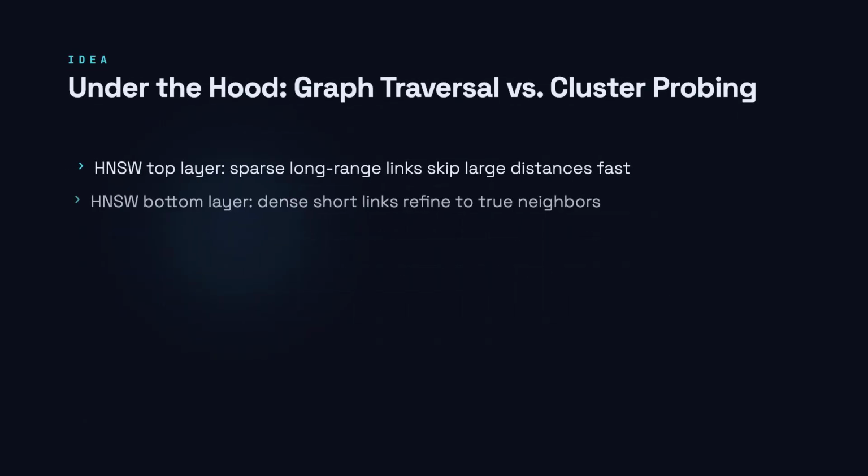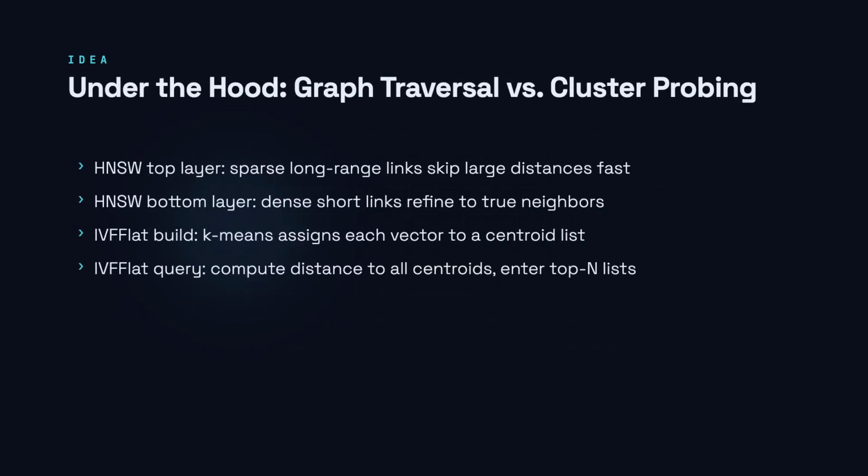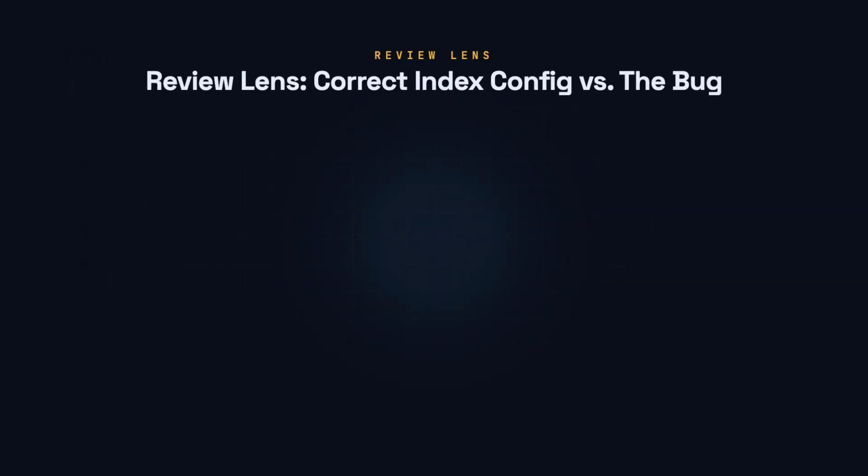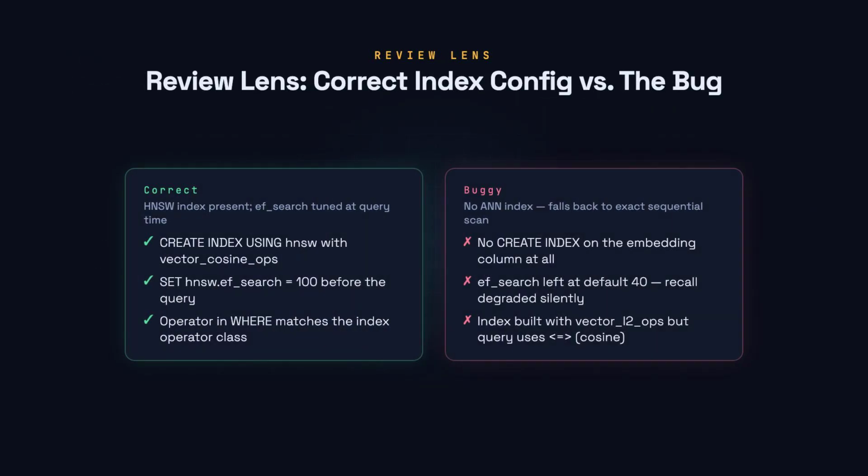HNSW is a hierarchy of graphs. At query time, you enter the top sparse layer and greedily descend toward the query vector, arriving at dense candidate neighbors with very few distance computations. IVFFlat is simpler. Partition space with k-means, then at query time probe only the closest centroids and scan just those lists.